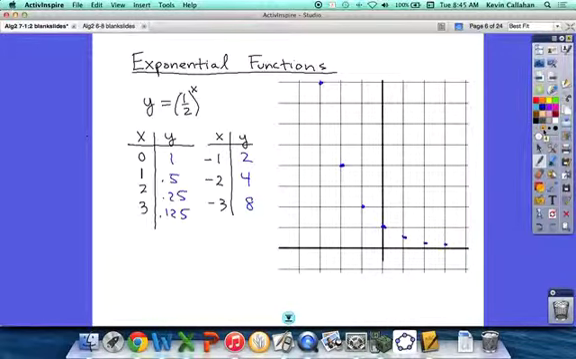This is hard to draw. I mean, it's still, there's, come on. That's not bad.